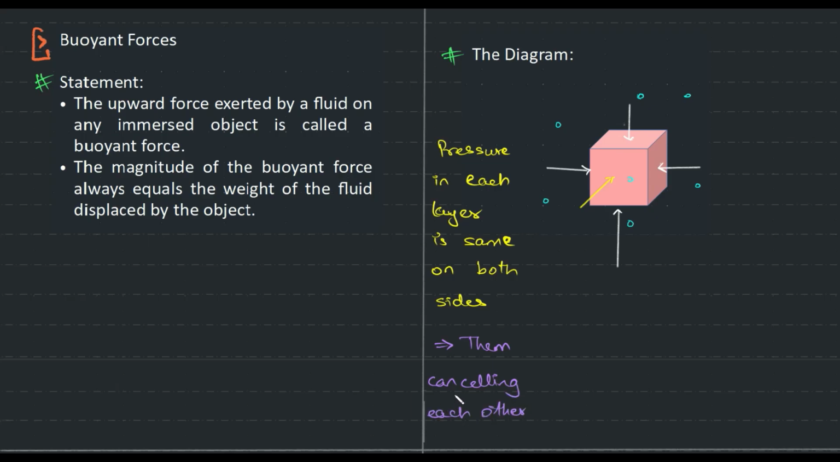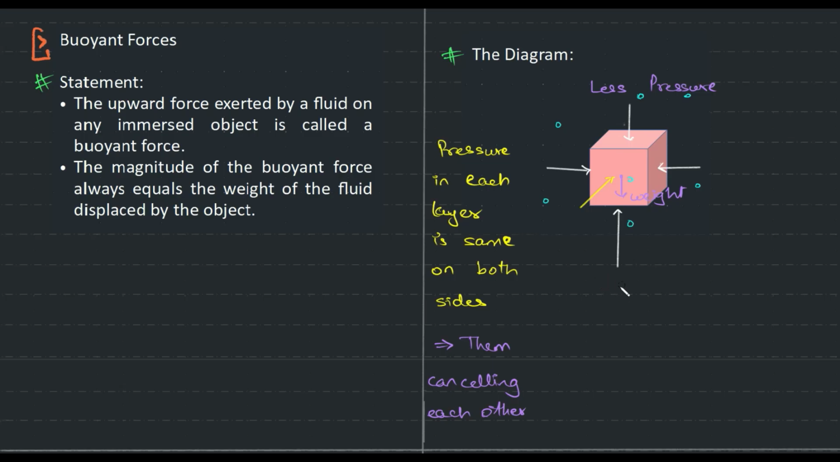Okay, that's good. What about this? There's one more force which I didn't mention, that is your gravitational pull. We have done all of this actually. So the pressure at the top is less pressure. This is your weight. And this is your buoyant force.